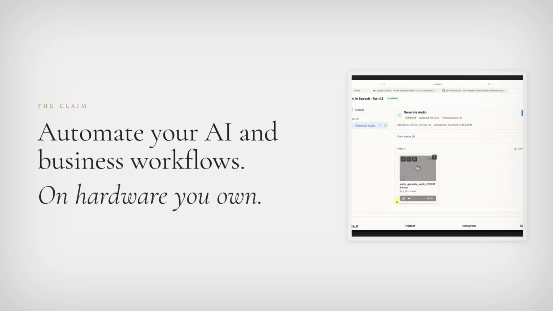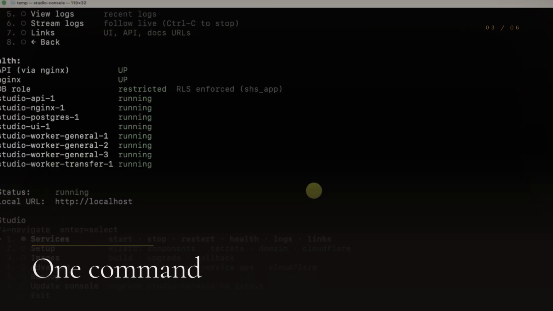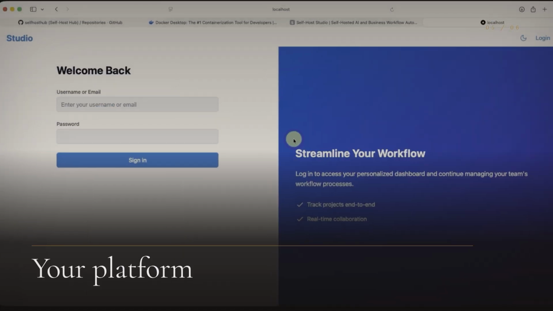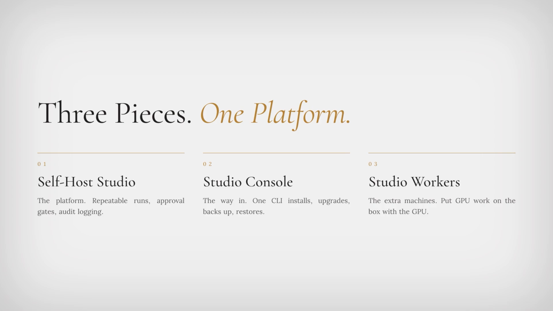In this video, we'll install Studio on Windows using WSL2, the built-in Linux layer. Clean machine to the full platform. And if you have a GPU, we'll wire it through to Docker. Three pieces: the platform, the console, and the workers.